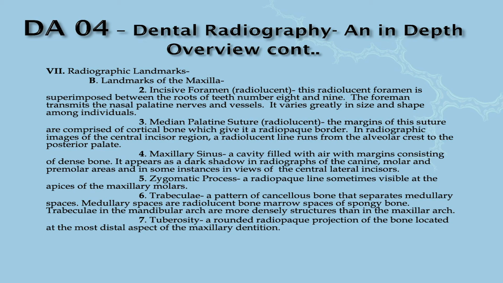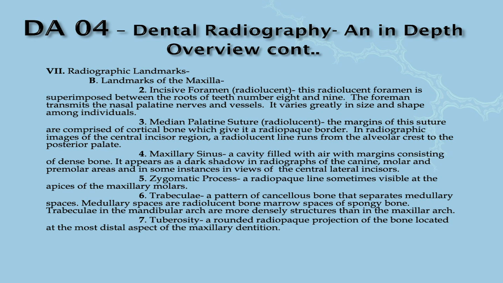The maxillary sinus, as we previously discussed, is actually more radiolucent, as it is an air-filled cavity. The zygomatic process, which you'll be able to sometimes see, is right here and is often radio-opaque because it is made more of bone. There's trabeculae and tuberosities, which we're going to get more in depth with later, but those tend to be more radio-opaque because they are made of bone.